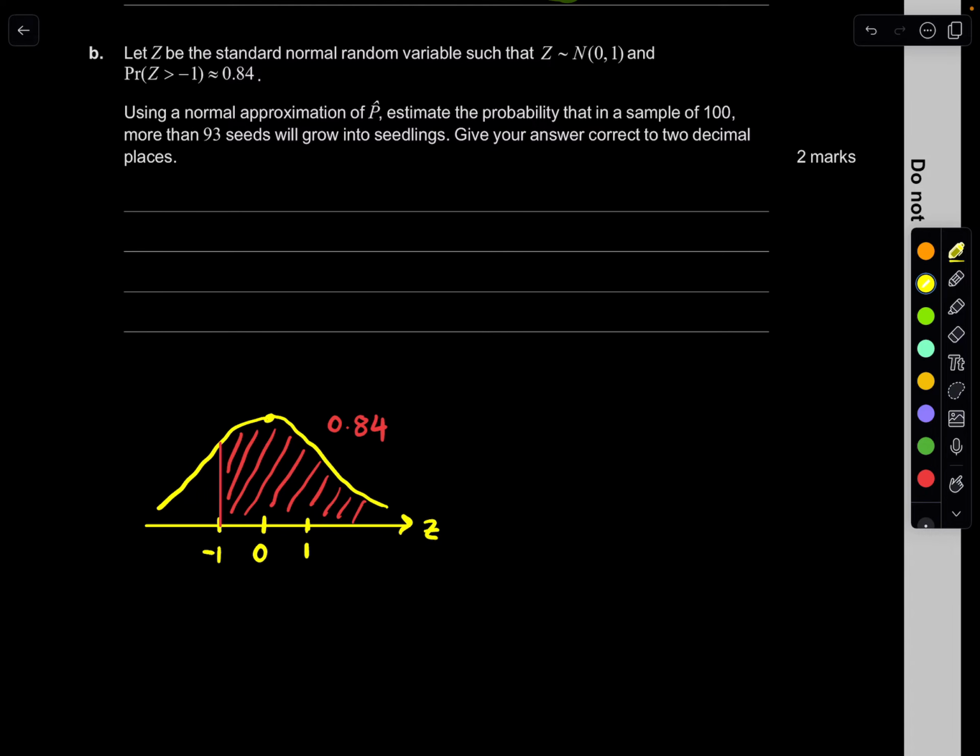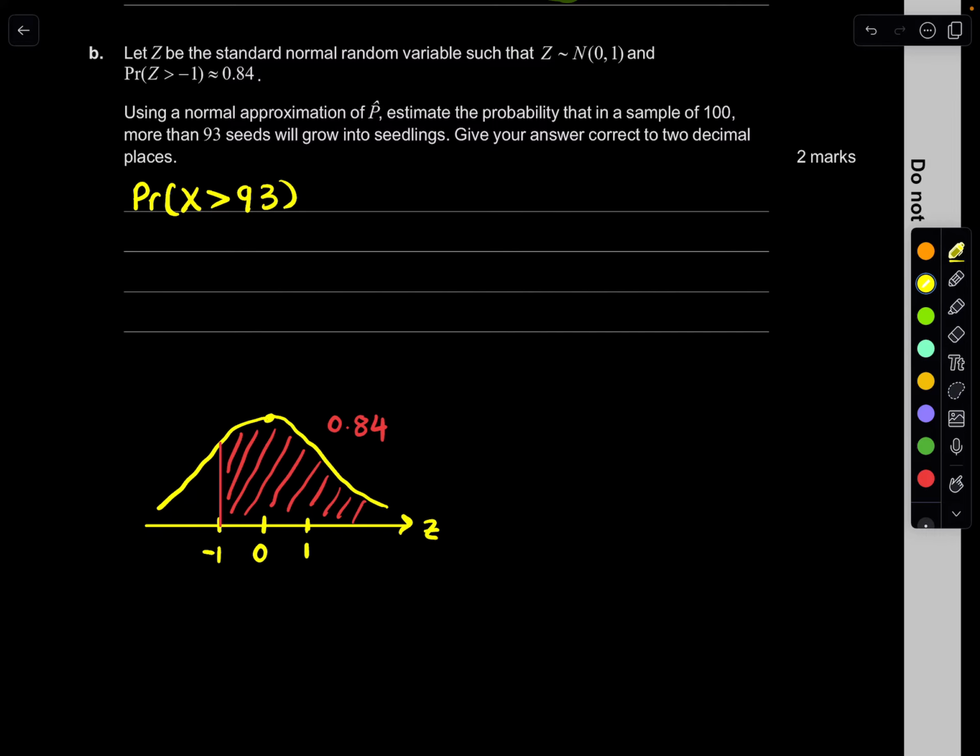Now, what are we trying to calculate? Using a normal approximation of p hat, estimate the probability that in a sample of 100, more than 93 seeds will grow into seedlings. Give your answer correct to 2 decimal places. So we want to find the probability that x is greater than 93 seedlings.